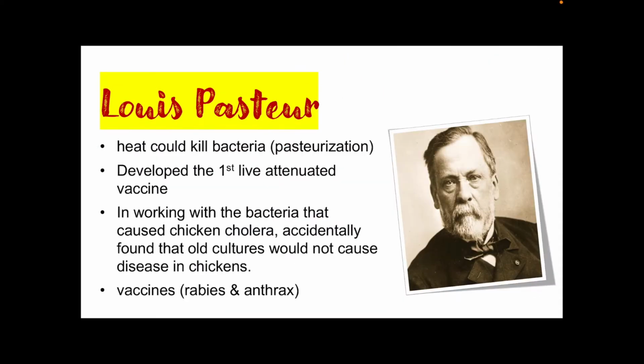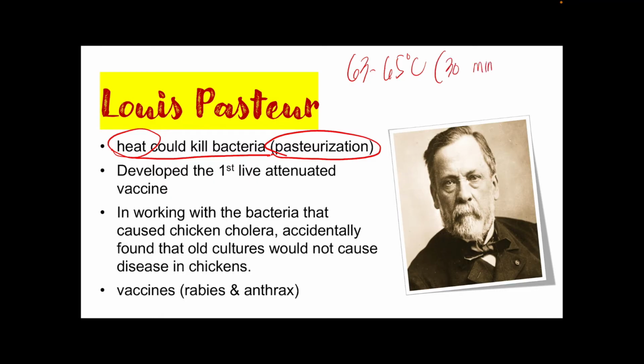Next one, Louis Pasteur. So Louis Pasteur is considered the father of immunology. And from his last name, he developed pasteurization. So in this process, he described that heat could kill the bacteria. So for the temperature of pasteurization, we have 63 to 65 degrees Celsius for 30 minutes. And also, we could have 73 to 75 degrees Celsius for 15 seconds.